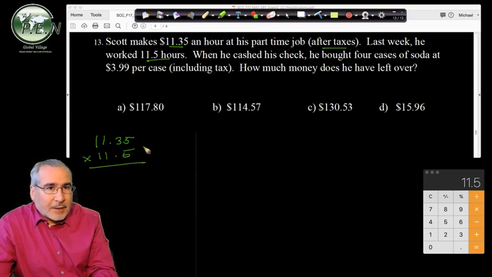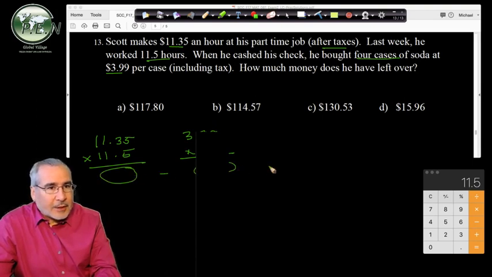Okay. When he cashed his check, he bought 4 cases of soda. So what he's going to do is $3.99 times 4. That was how much the soda costs. And then what we're going to do is we're going to take this number, subtract off the soda, and that will give what he has left. Which one does he have left over?